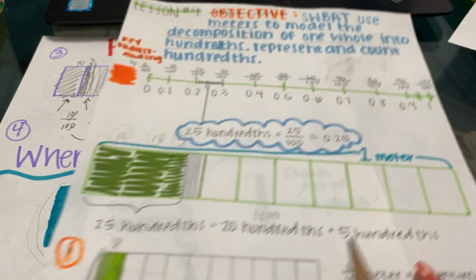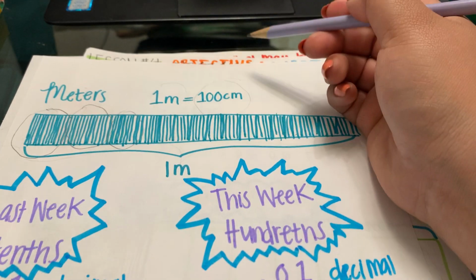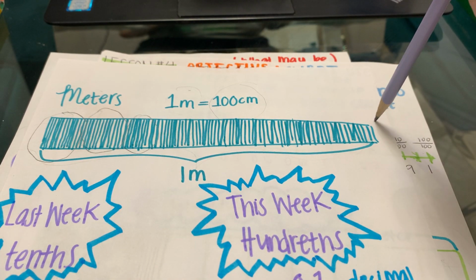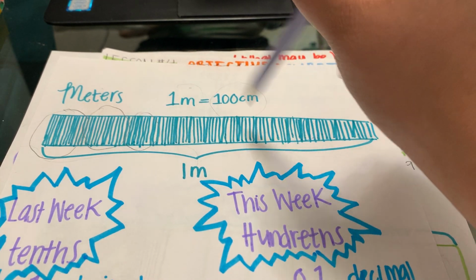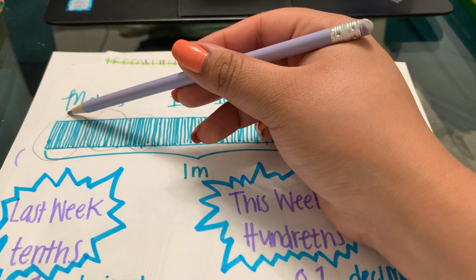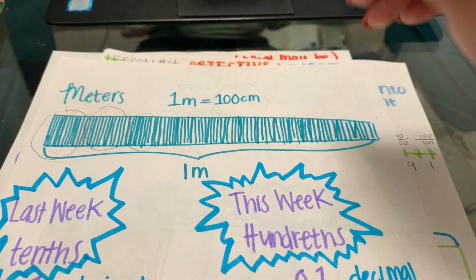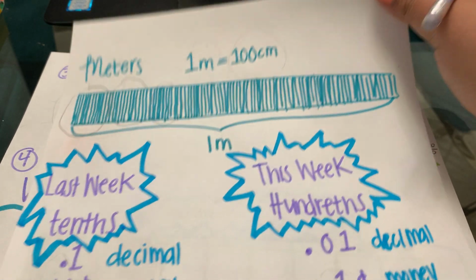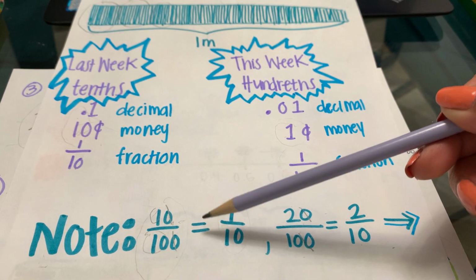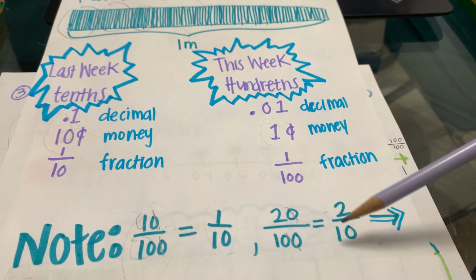I know some of this is a little confusing, but all you really have to remember is that when you think of 1 meter, there are 100 pieces. And if you have 10 pieces in 1 meter, that one piece would equal 10 centimeters. But if you had 100 pieces, each piece is equal to just 1 centimeter. That's why 10 over 100 is equal to 1/10, and 20 over 100 is equal to 2/10.